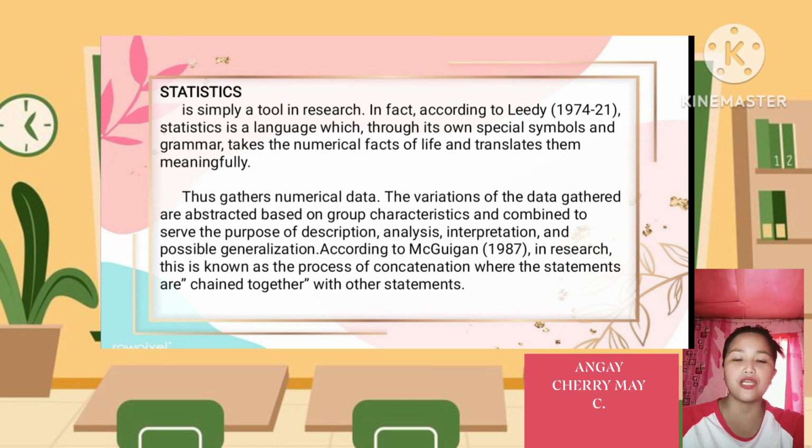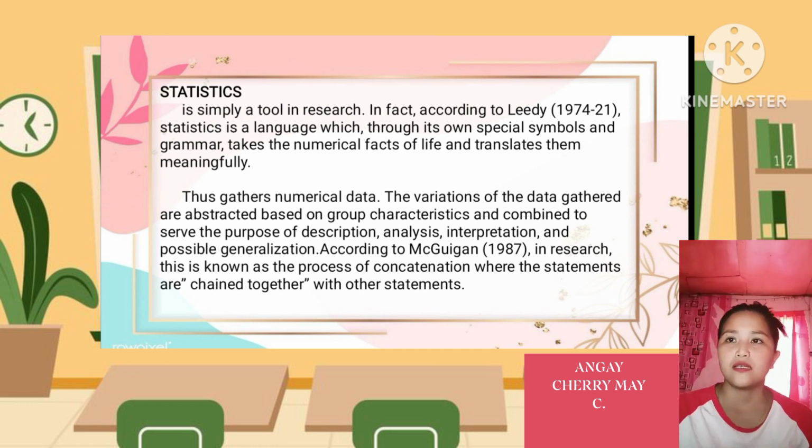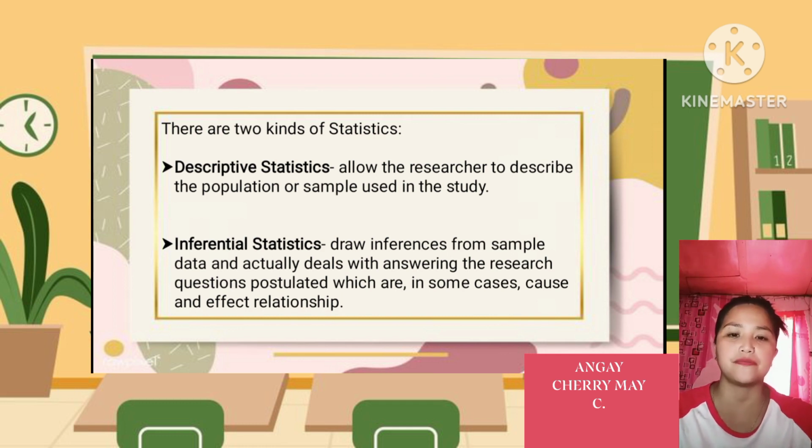The variation of the data gathered are abstracted based on growth characteristics and combined to serve the purpose of description, analysis, interpretation, and possible generalization. According to McGagan in 1987, this is known as the process of concatenation, where statements are chained together with other statements.